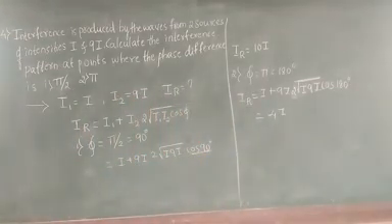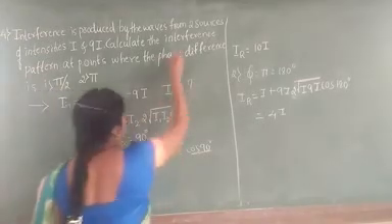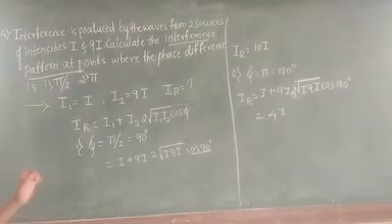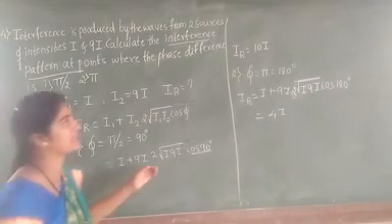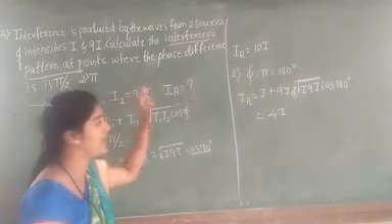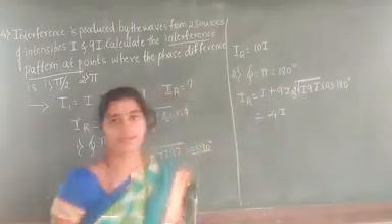Therefore, from the question we have to calculate the interference pattern at the point. First, the interference pattern at 90 degree, we get the answer as 10I, and second, at 180 degree, IR is equal to 4I.